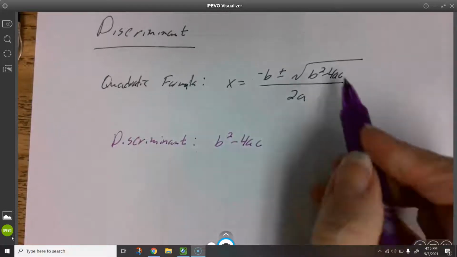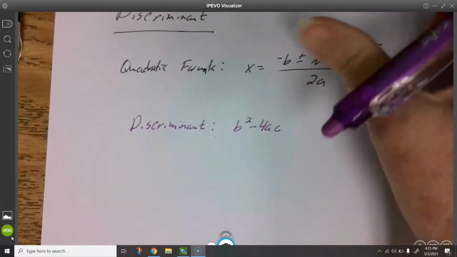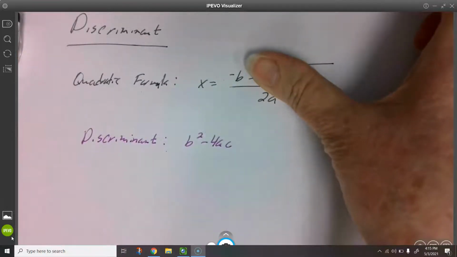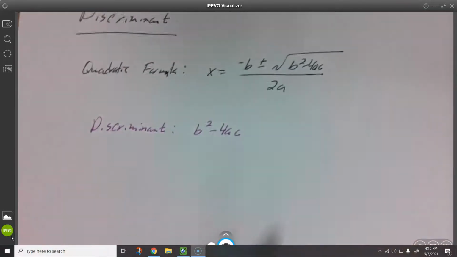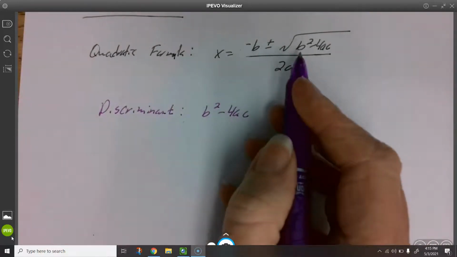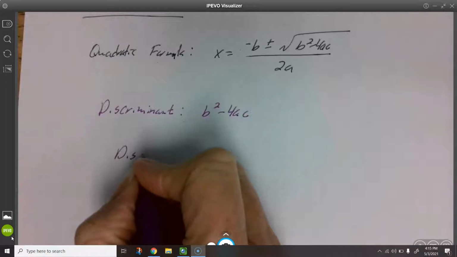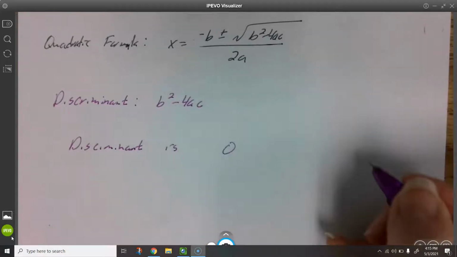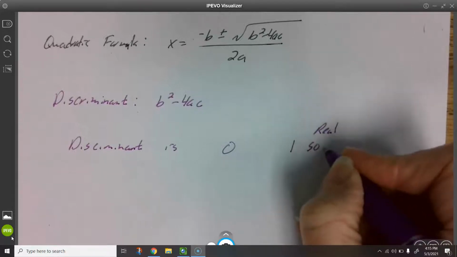Okay? So, for instance, if I get a 0 under here, notice that it totally wipes that out. So I'm just going to have negative b over 2a, which, yes, is the x-coordinate of the vertex. But what it really tells you is you're only going to get one solution. So if I get 0 here. So my options for what my solutions can be, if the discriminant is 0, then I have one solution, and it's one real number solution.